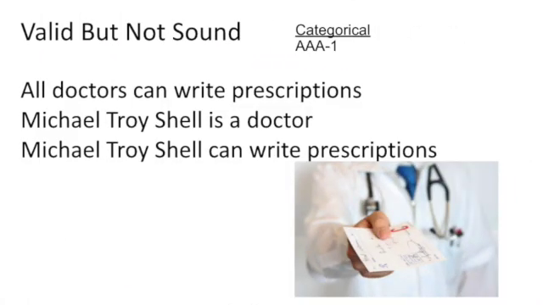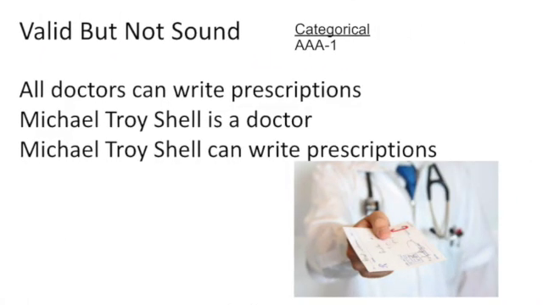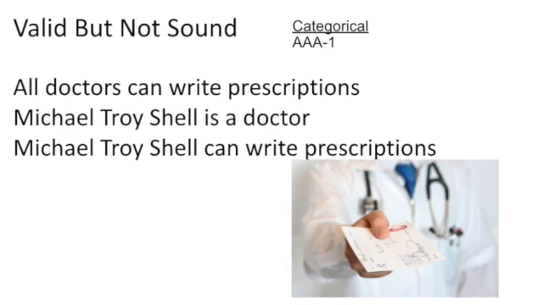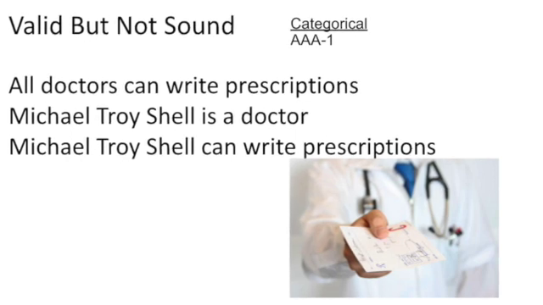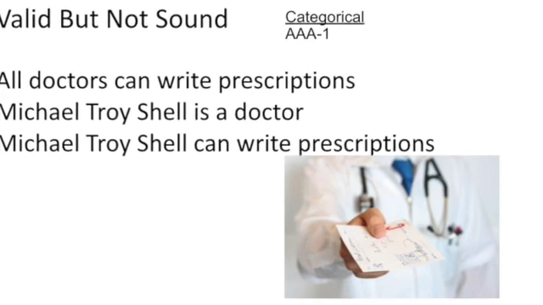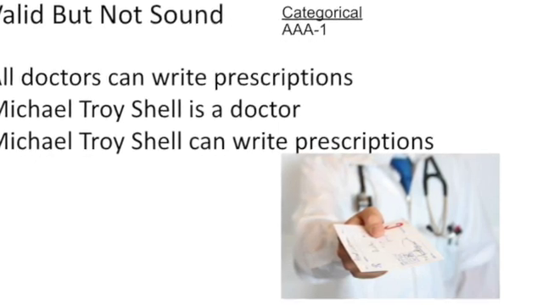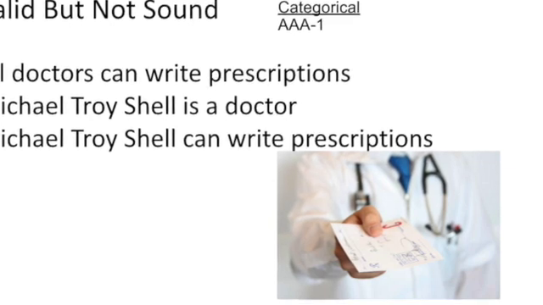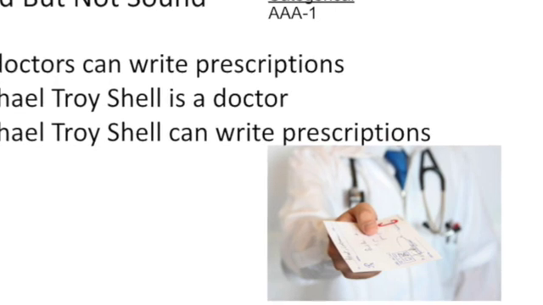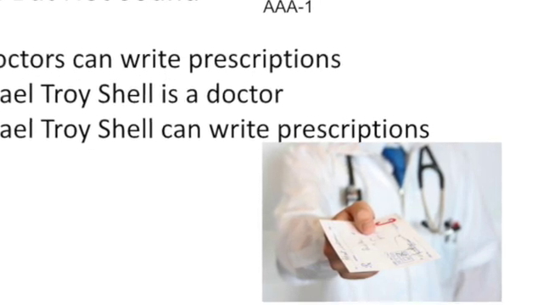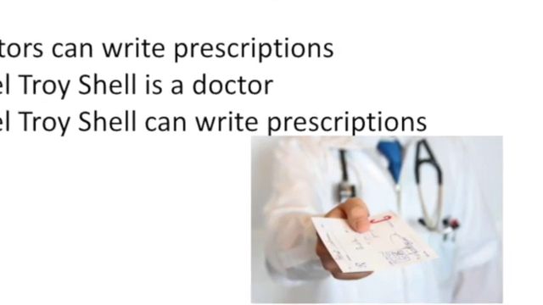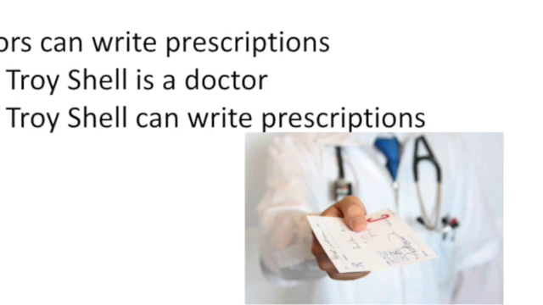Now, again, we have to be careful because we need to distinguish validity from being sound. That is, if the premises are incorrect, then we are uncertain, and it's an unsound argument. It might be valid. So this is a valid argument, right? Let's see. Doctors can write prescriptions. Dr. Shell is a doctor. Therefore, Dr. Shell can write prescriptions.